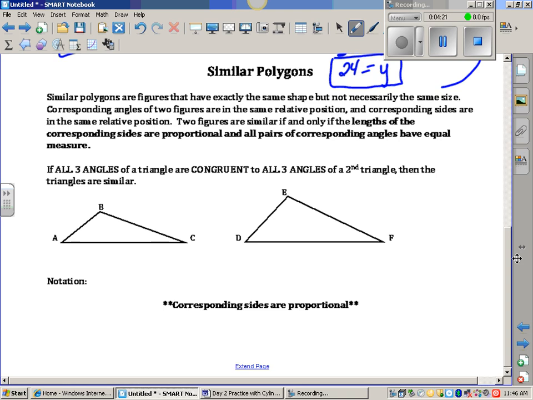Remember that by multiplying by a scale factor of either a whole number or a fraction, we're either making it bigger or smaller. It's very important that you understand this word corresponding. We're going to talk a lot about that in a couple minutes. Corresponding angles of two figures are in the same relative position, and corresponding sides are in the same relative position. They need to be the same figure. It's just either bigger or smaller.